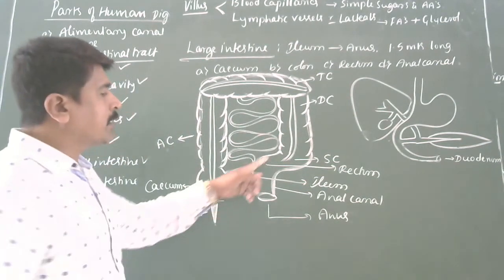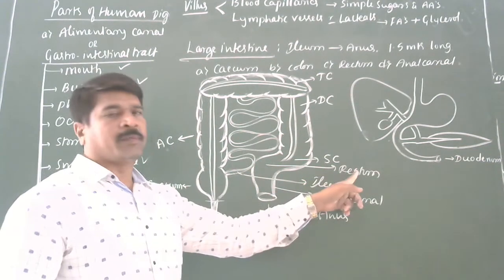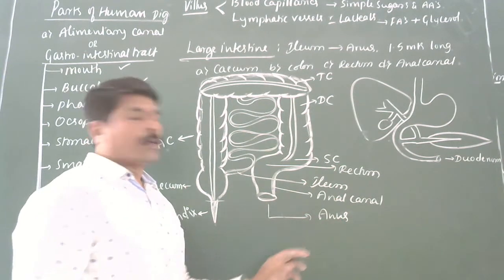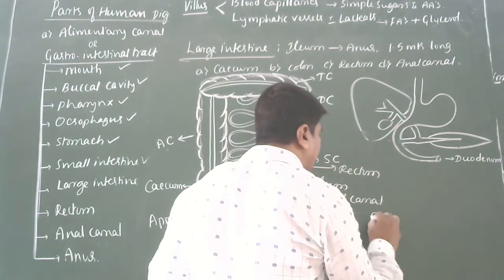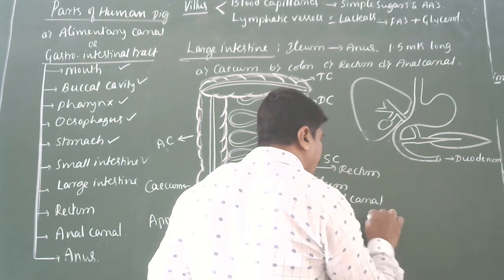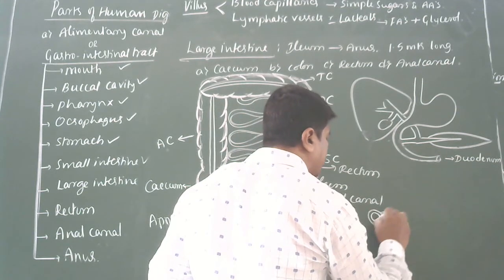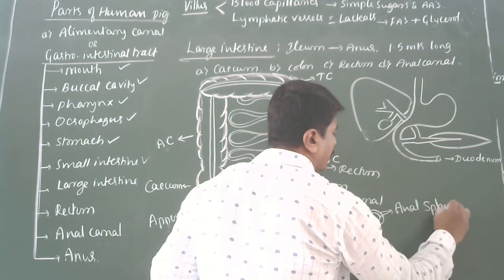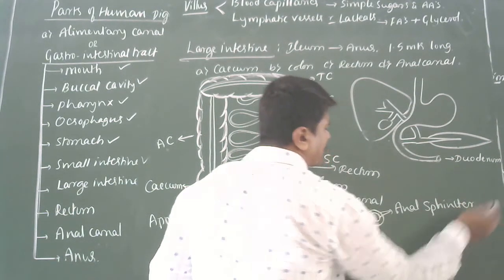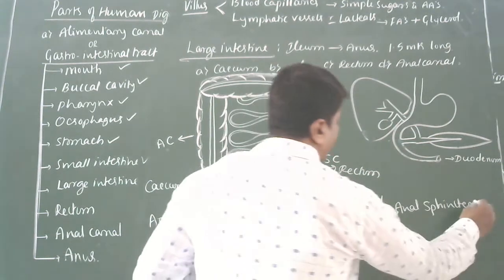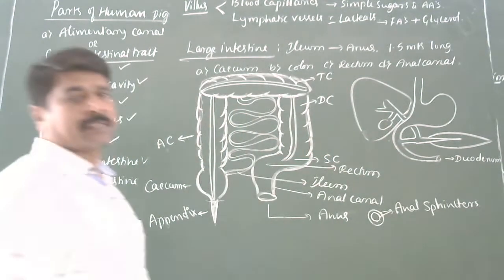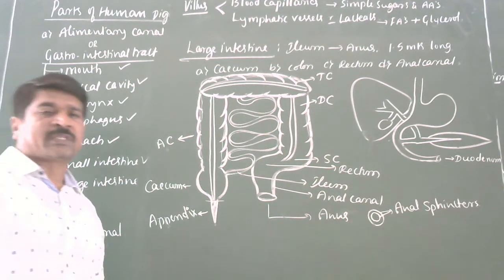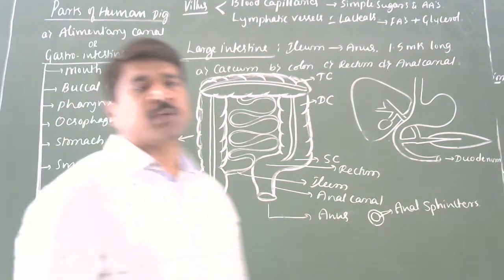The anus is also guarded by two ring-like muscles, which are called anal sphincters. You remember this. You know that the rectum is meant for the storage of feces. Undigested food is called feces.